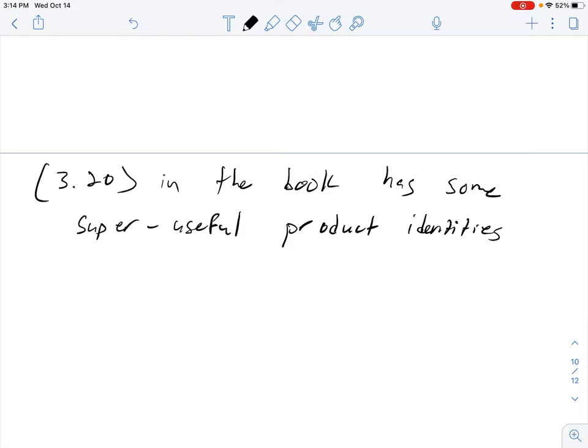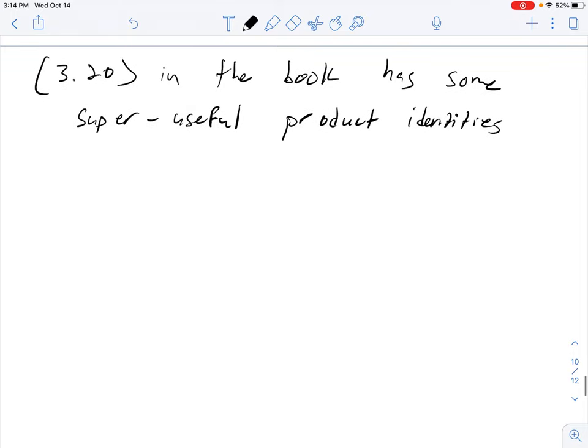So let's write them all out. There's some that are pretty well duh. And there's some that you could derive from the components, but these are good results to have handy because you'll end up using them a lot. So let's just go right through them.